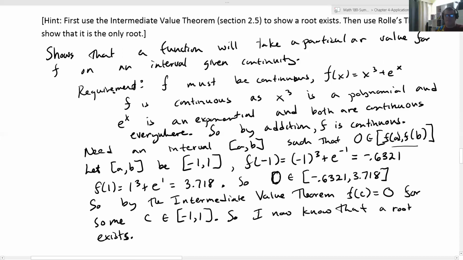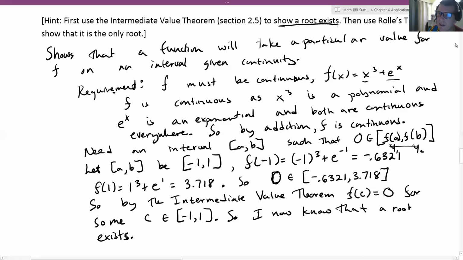So basically what I showed was that I created a function, the same one as in my question, f of x equals x cubed plus e to the x. And then I found an interval where the y values, consider this as y1 and y2, somewhere in y1 to y2 there was a 0. I had to pick the right one, but I did that. That means the function has to be 0 somewhere. So we know that a root exists.